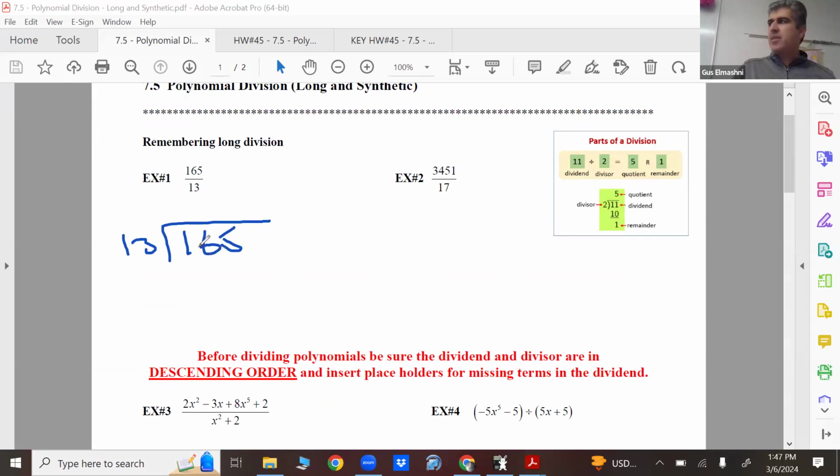You guys remember how this works? How do you get this kick-started? What do you guys do? Put a one. Well, figure out how many times 13 goes into 16, which is once. Subtract. Oh, third grade. There we go.